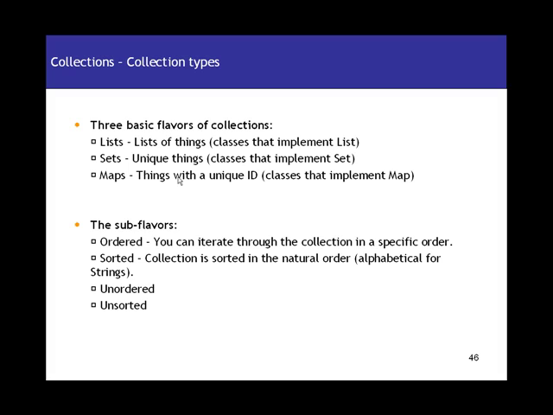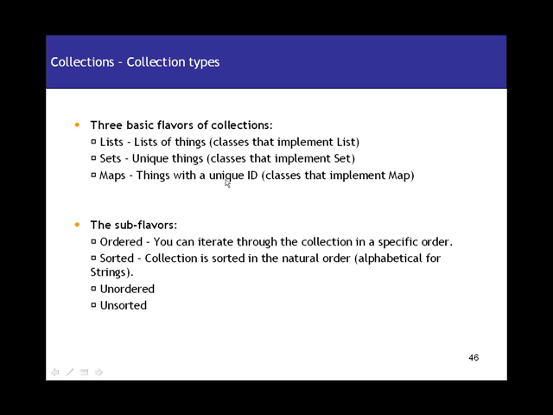Okay, so basically if we are storing IDs, say for example, you need each ID to be unique, right? And you don't want any repetition or duplicates there. So for that kind of thing you can go for sets, where you don't want any duplicates to be added to the collection. The third is maps, things with a unique ID. So we've said that sets are nothing but unique things, and maps are also things with a unique ID.